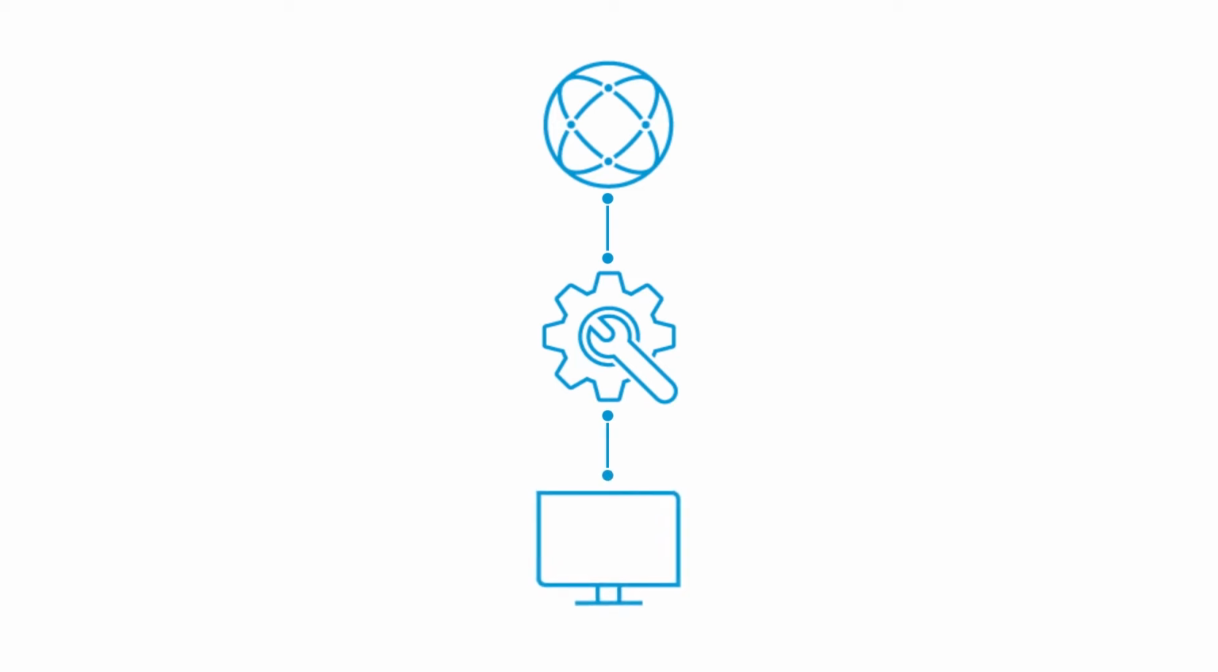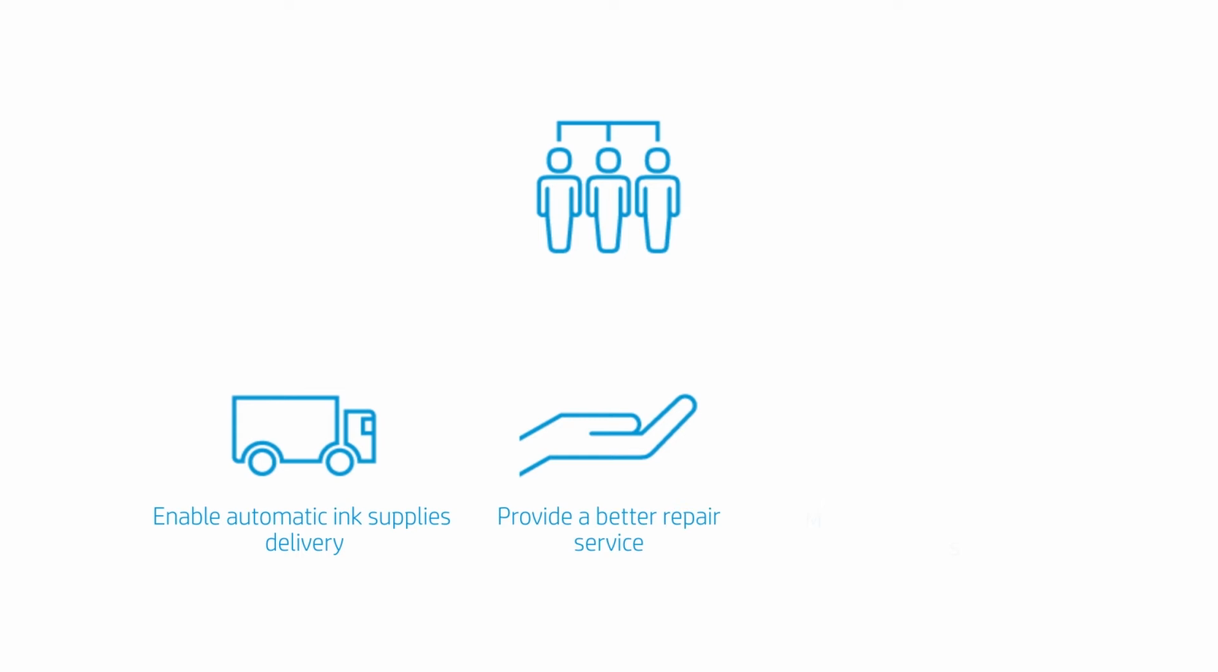HP PartnerLink Pay-Per-Use Portal is a secure and remote monitoring tool that allows channel partners to monitor their clients' printers remotely. HP PartnerLink Pay-Per-Use can help channel partners create new services, such as automatically sending ink and other consumables to their customers, plan service visits more efficiently, and maintain pay-per-use contracts that require usage information for monthly billing.